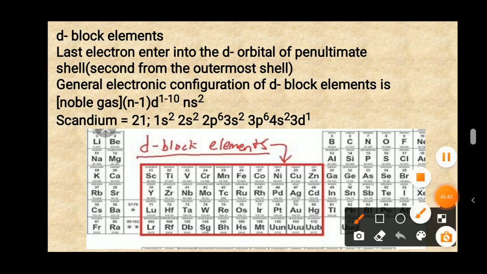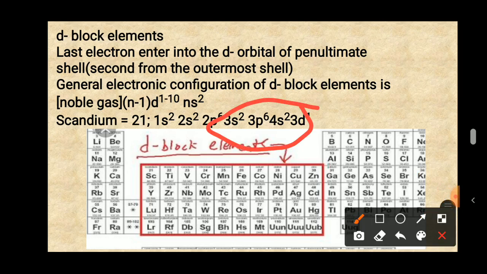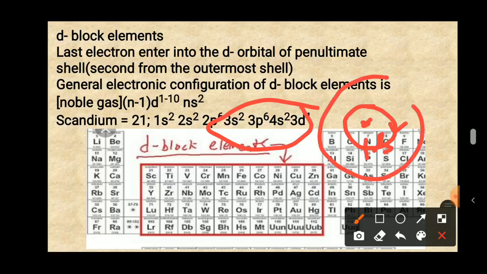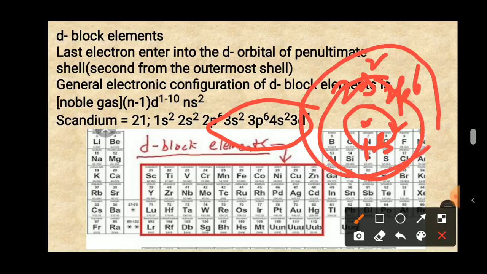Now, what is the meaning of penultimate shell? In this configuration, if I want to write it in the form of a structure, how many shells are present in scandium? This is the nucleus, then the first shell. In the first shell, 1s2. In the second shell, 2s2, 2p6. This is the third shell: 3s2, 3p6, and 3d1 is also present.